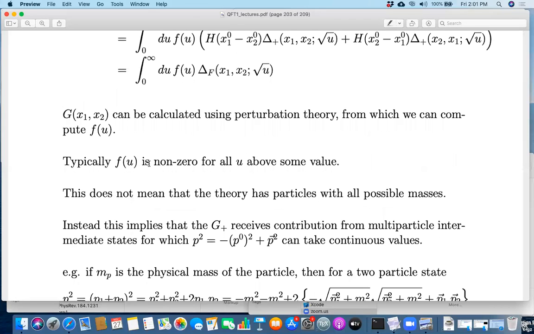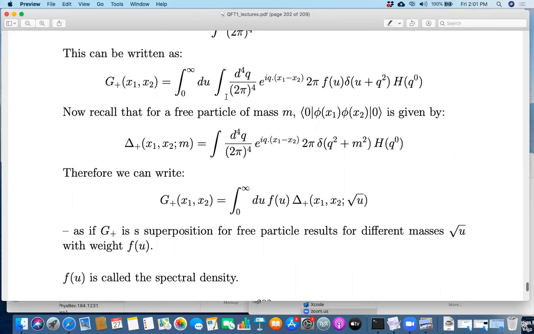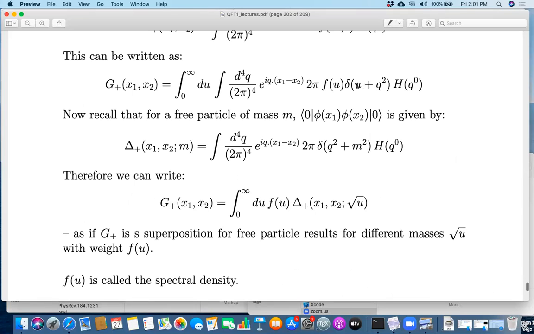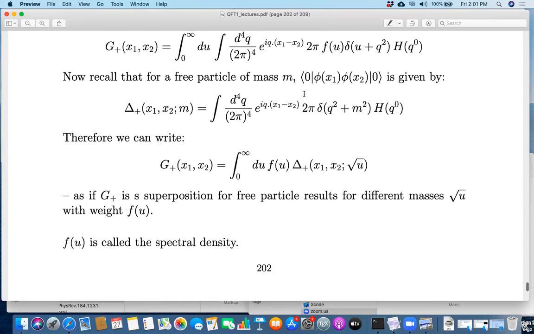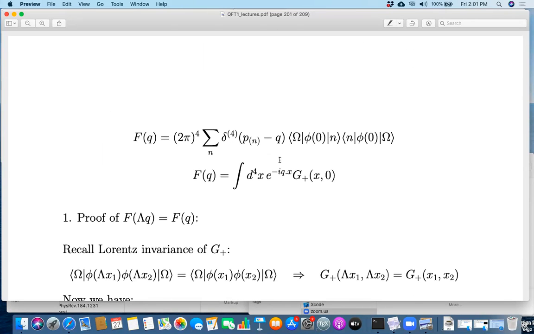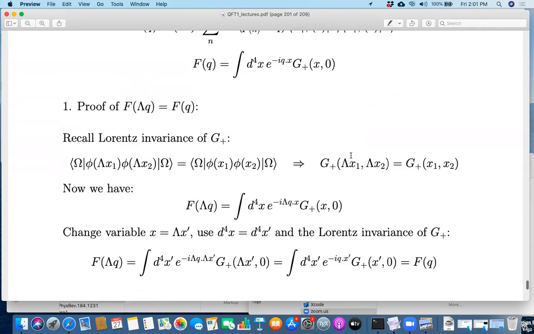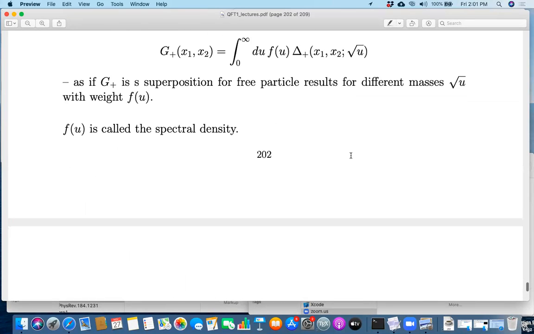Because u is actually equal to minus q square. If you remember the notation, because of this delta function, u and minus q square are related. And q in turn is equal to pn, by the other delta function that we had here. So this is carrying information about what the intermediate states contributing to this sum are. That's what this small f of u is capturing.